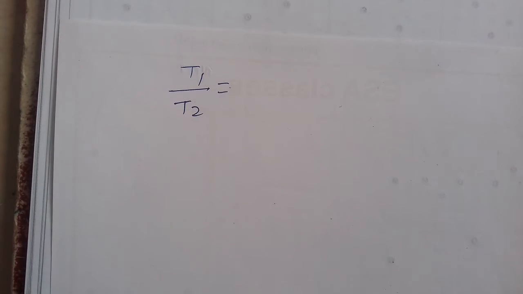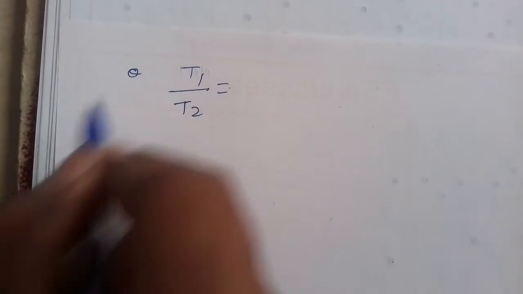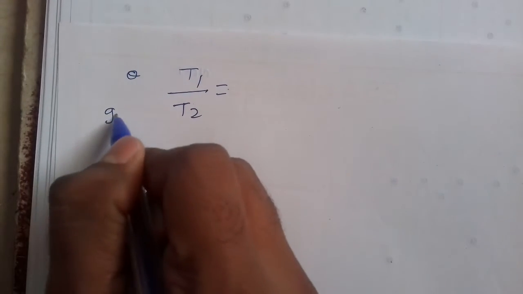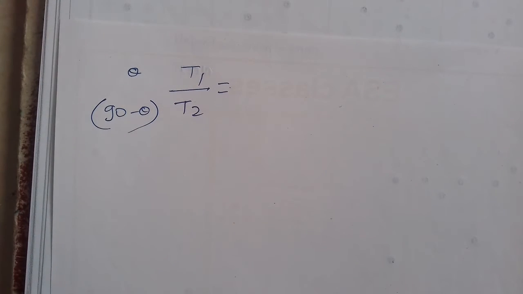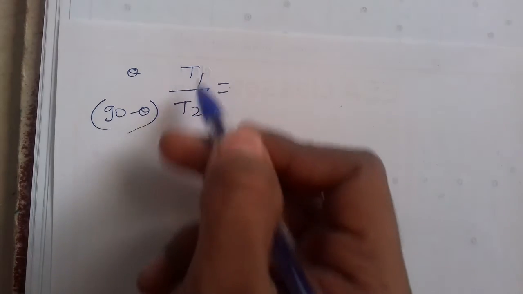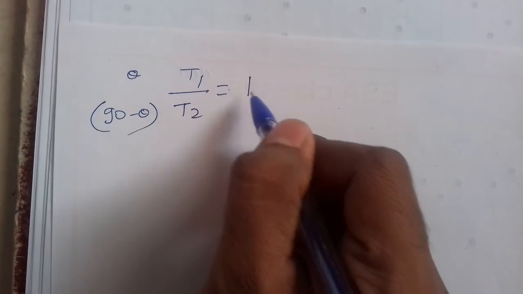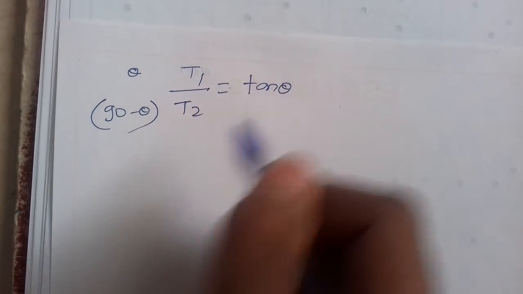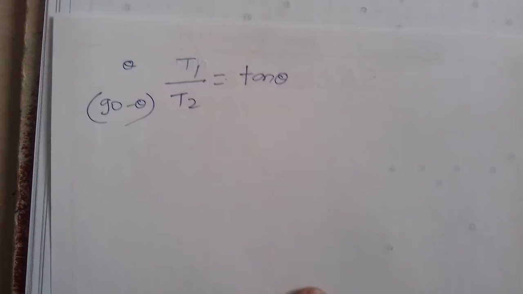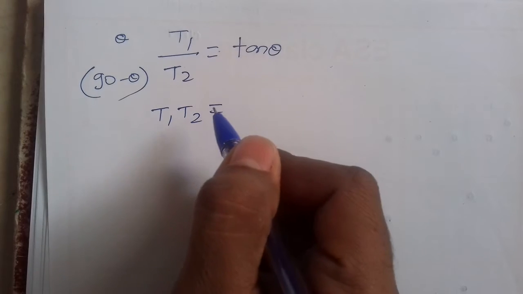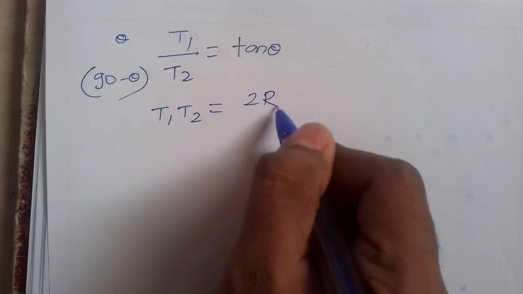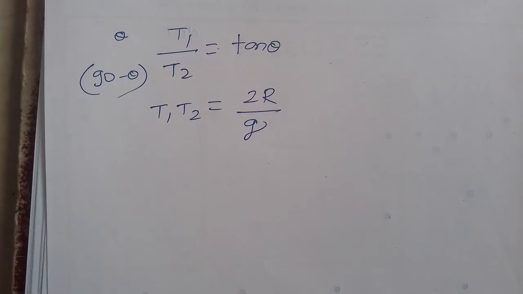T1 is the time of flight for angle theta, and T2 is the time of flight for angle 90 minus theta. For both angles, range is the same. So what is T1 upon T2? T1 upon T2 is tan theta. Then what is T1 into T2? T1 into T2 is 2R upon g.